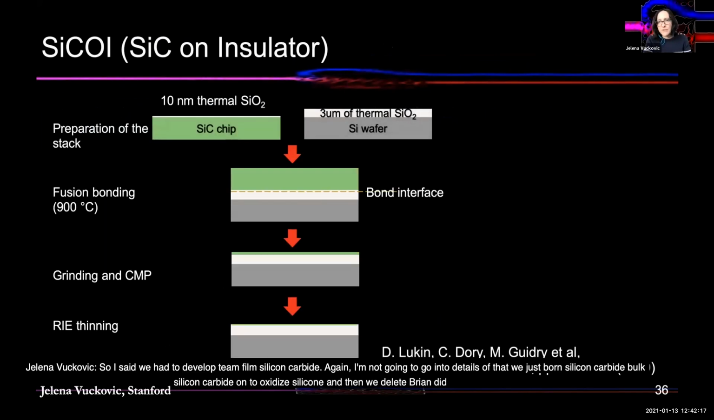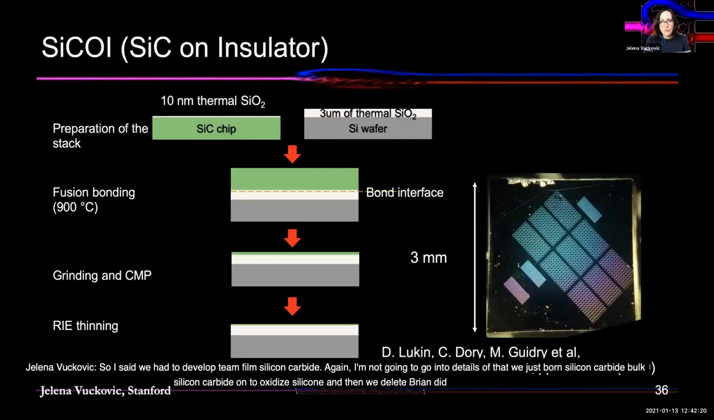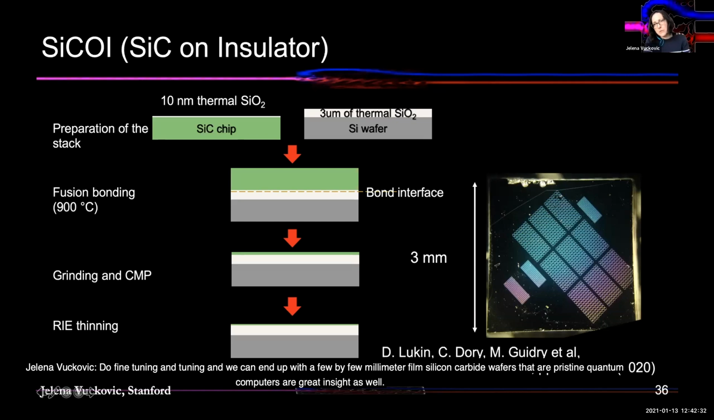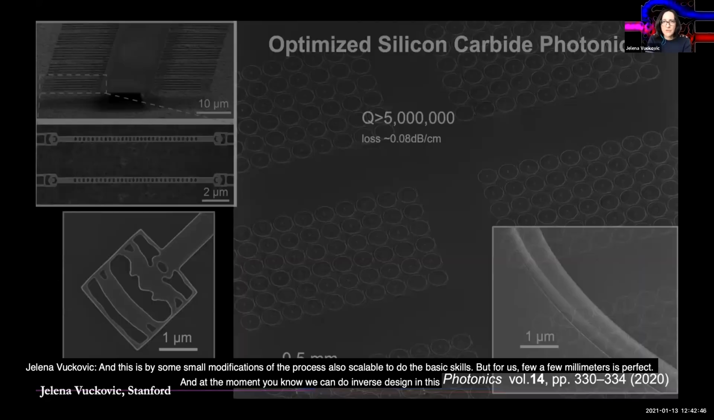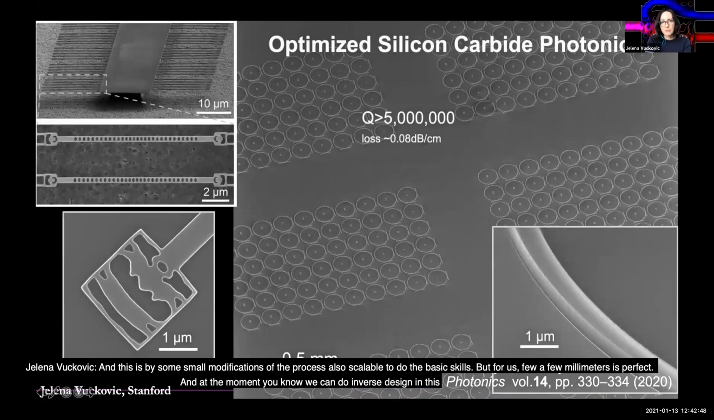So I said we had to develop thin film silicon carbide. Again, I'm not going to go into details of that. We just bond bulk silicon carbide onto oxidized silicon, and then we thin it, grind it, do fine tuning and thinning, and we can end up with few by few millimeter thin film silicon carbide wafers that are pristine. Quantum emitters are great inside as well. And this is, by some small modifications of the process, also scalable to wafer scales. But for us, few by few millimeters is perfect. And at the moment, we can do inverse design in this.